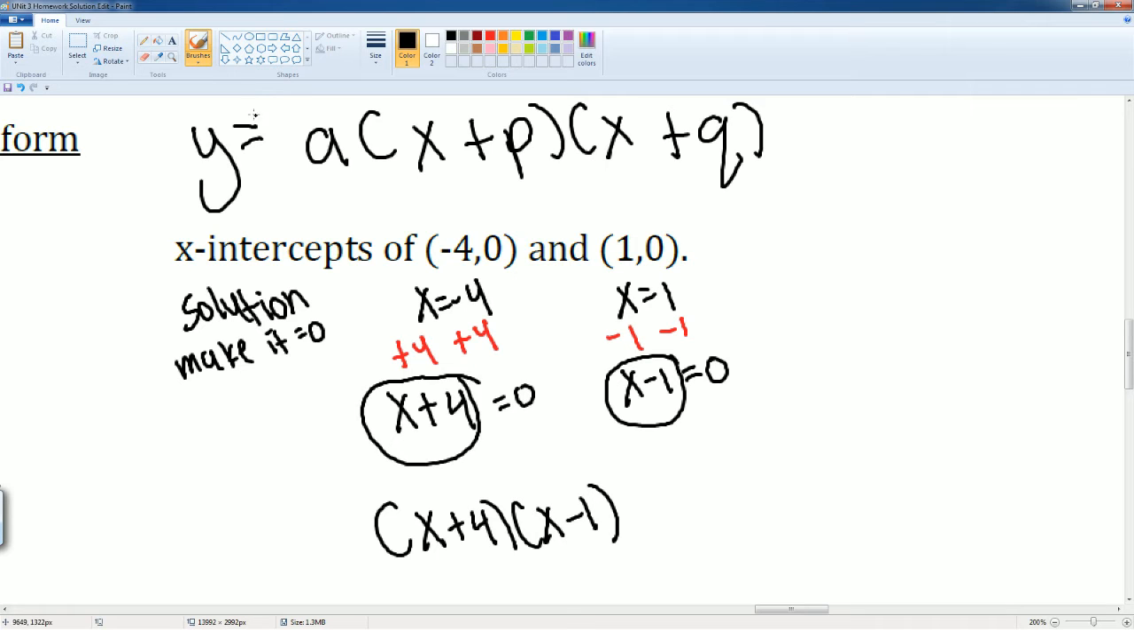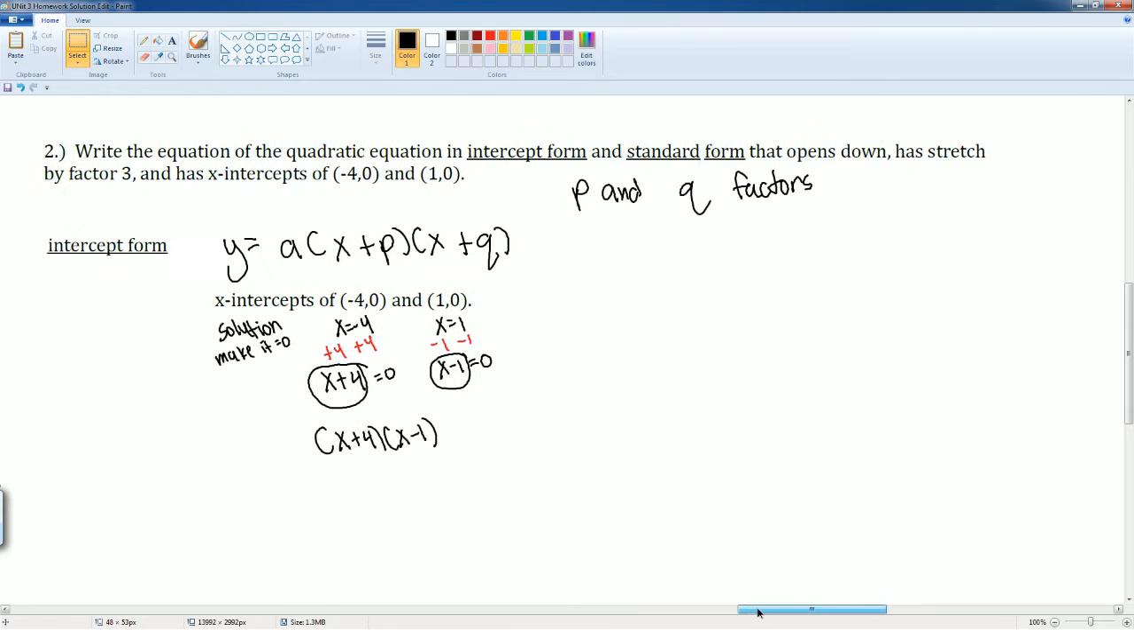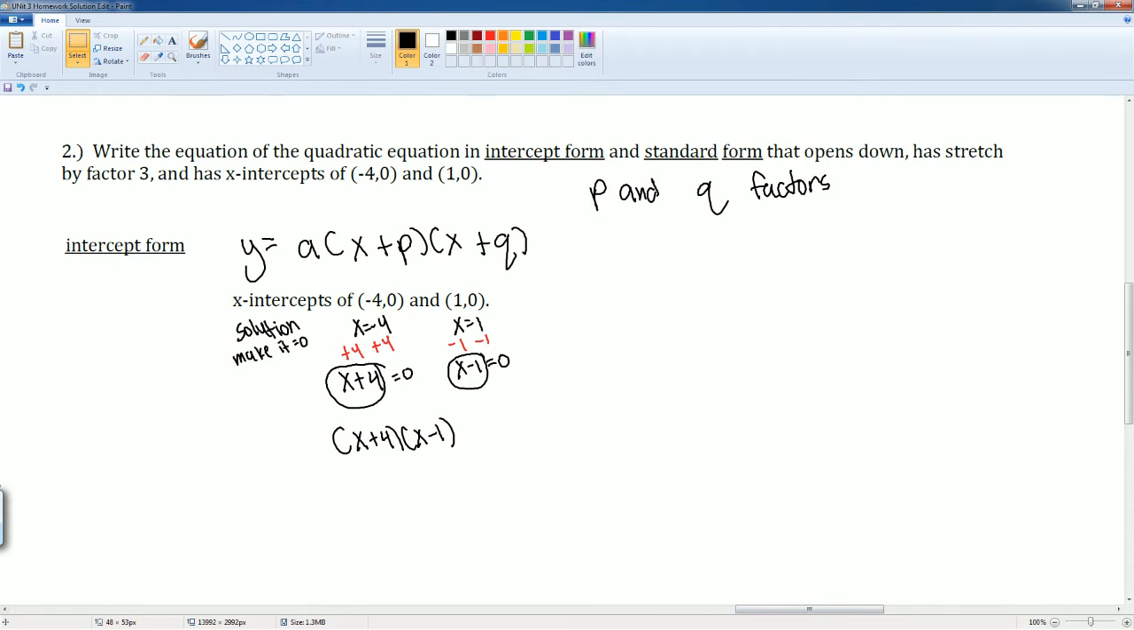You just need to know what a is. A is actually given in the problem. It already tells it to you. It says that it opens down, so a is negative. And it says stretch, so the absolute value of a is bigger than 1. Here it says a factor of 3, so a here is -3. So y is equal to -3(x + 4)(x - 1).